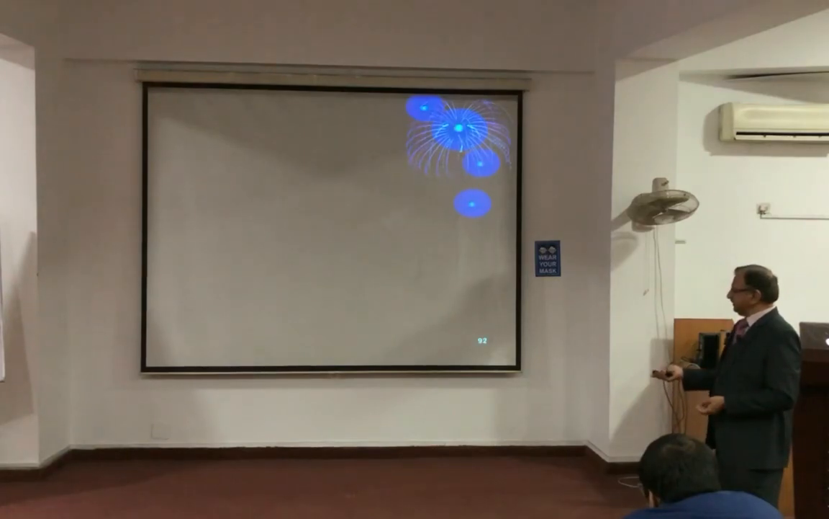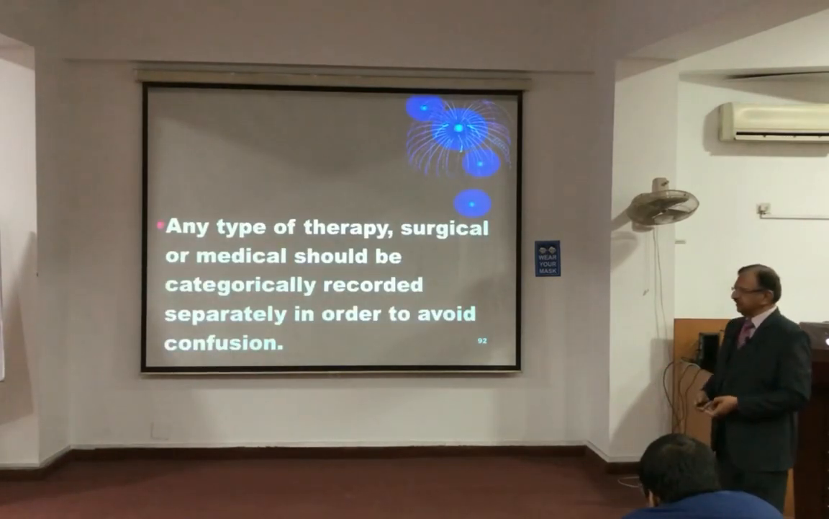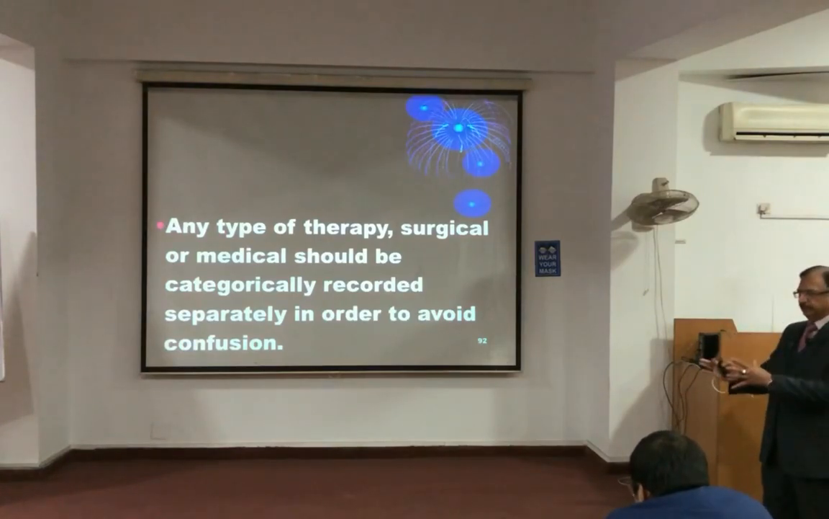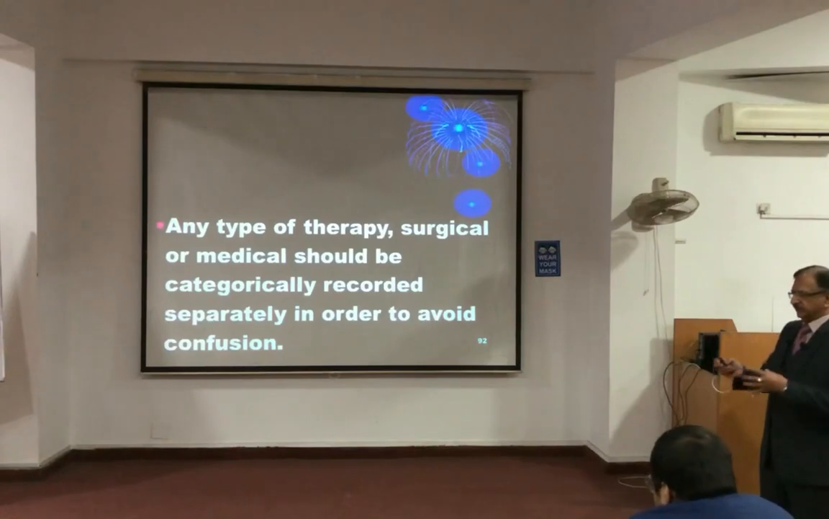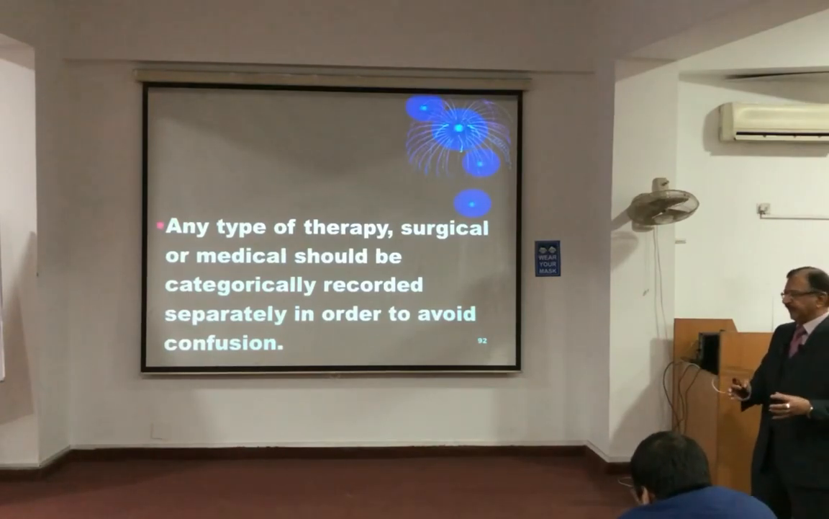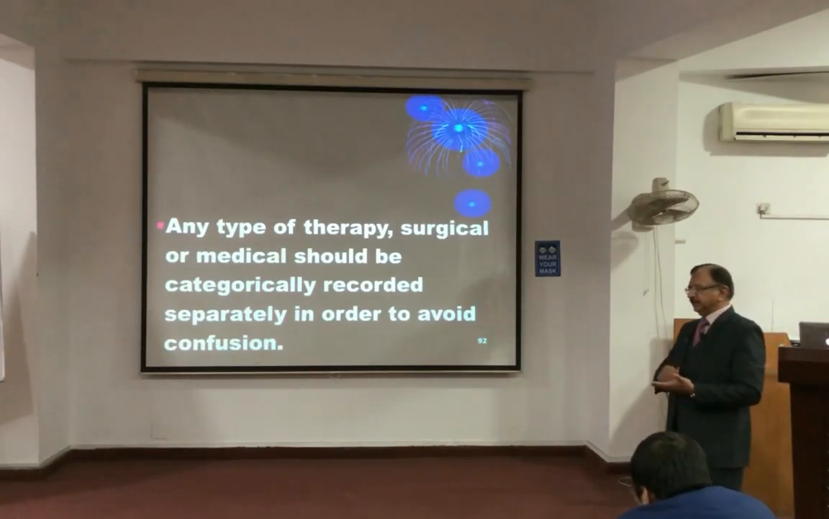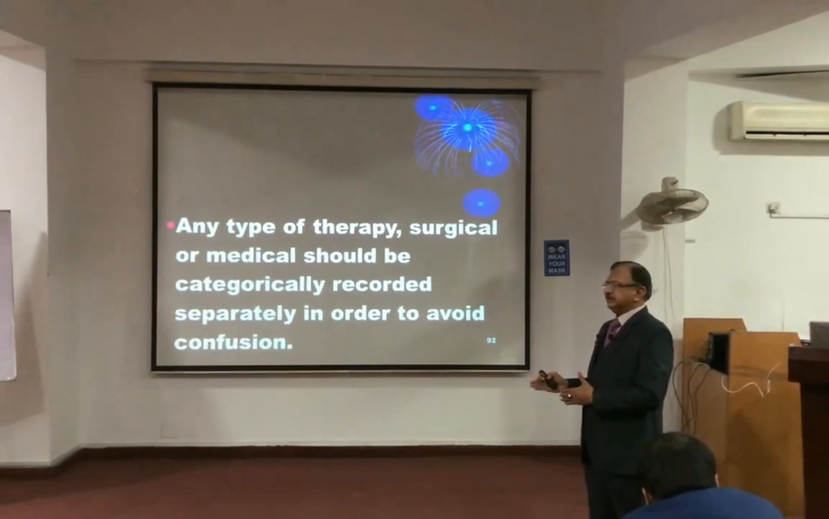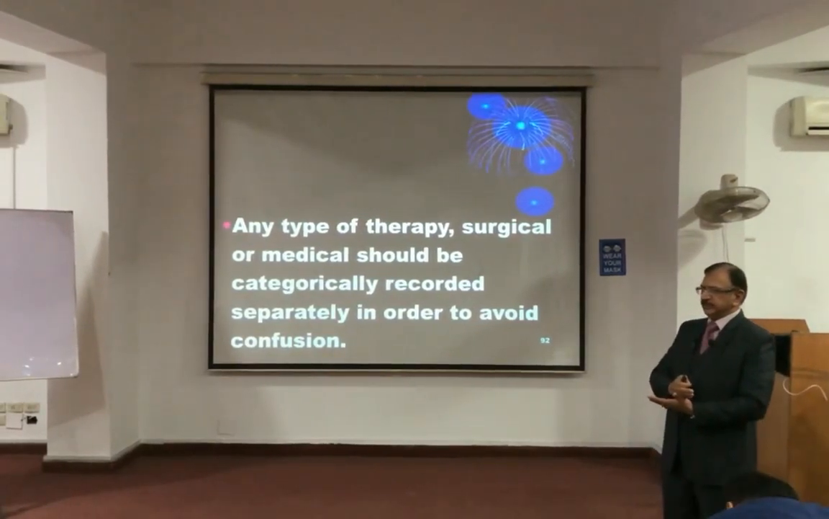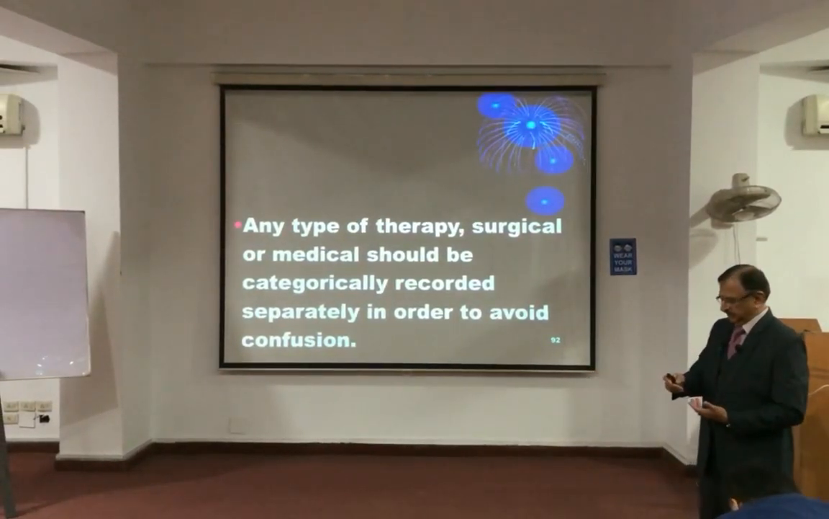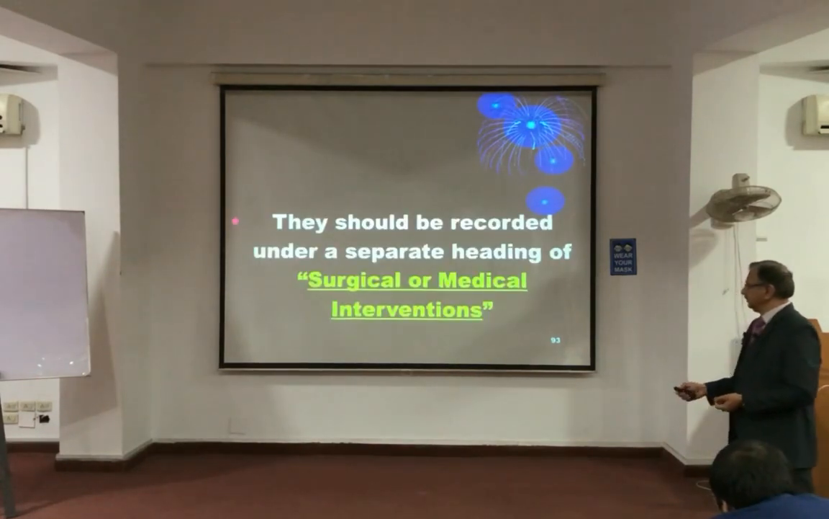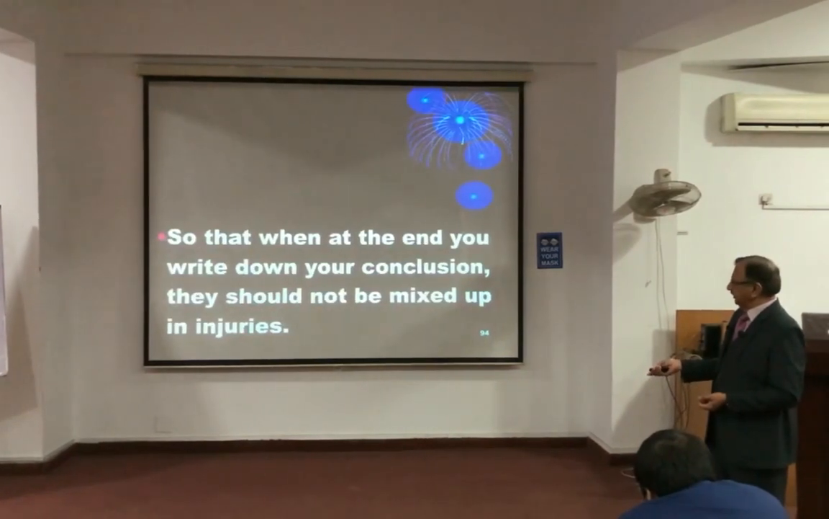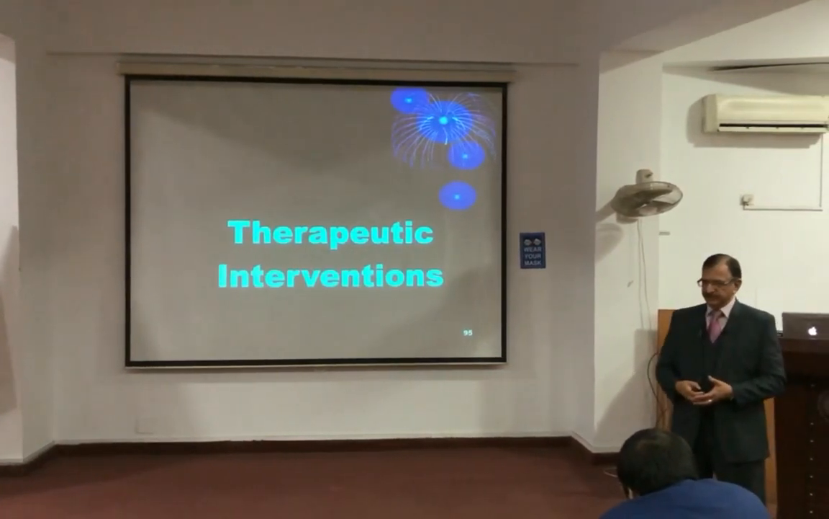Now, the external evidence of therapy: when the person is hospitalized and there are surgical incisions, cuts, they should be labeled as surgical intervention or therapeutic intervention, so that when you, in the end, finally conclude these injuries, which are surgical interventions, should not be confused with the injuries of the weapon. So they are either headed as surgical or medical intervention, or you can say therapeutic intervention.